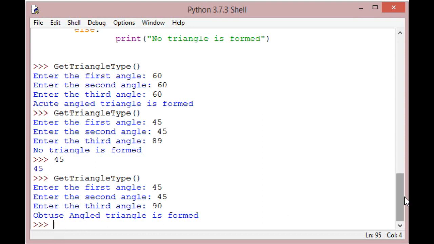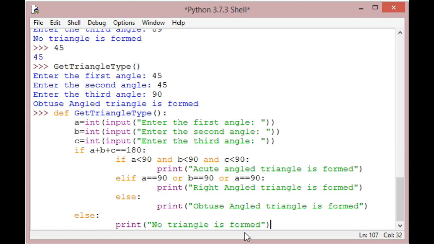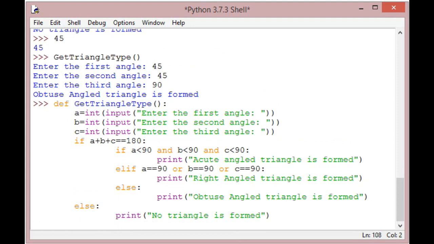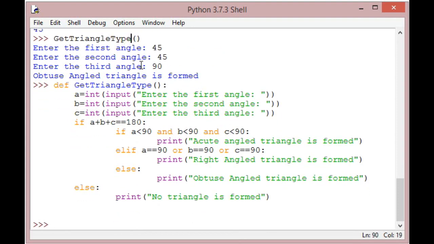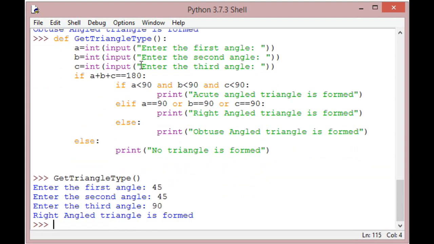So somewhere the problem is occurring. So let us go back to the code and then see what's the problem. The problem is, we have identified that it is A is equals to 90, B is equals to 90 and A is equals to 90 we have written. So we need to write this thing. Now I'll run it once more. So I'll put 45, 45 and then 90. It's giving me right angle triangle, correct result.